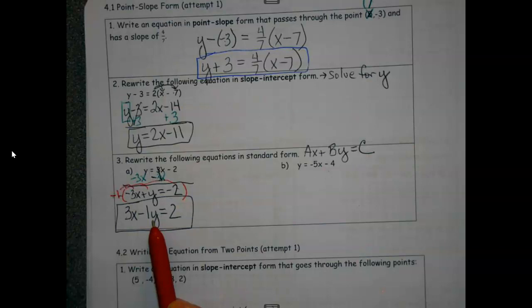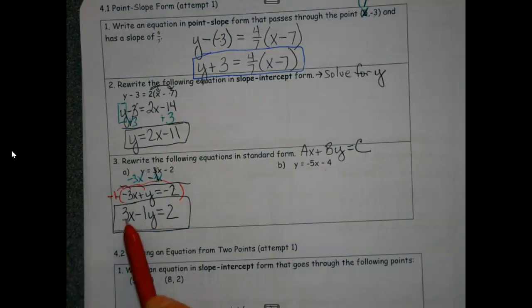X and y are on the same side. The a value, the number in front of x, is positive, and we're done. So we're in good shape. It's not a bad thing.